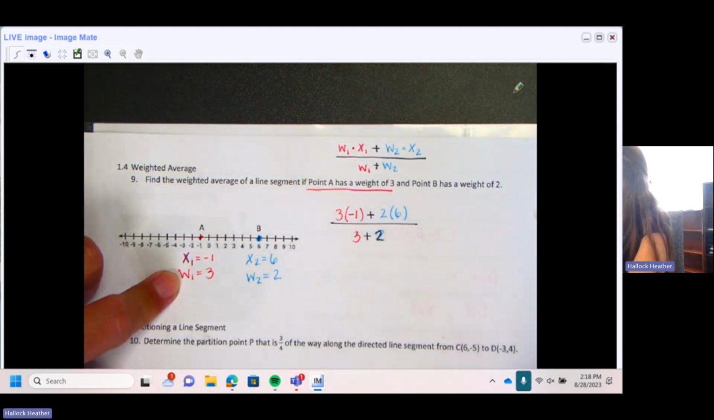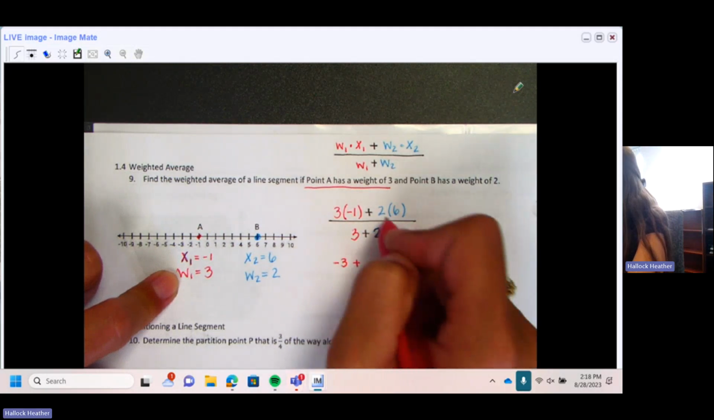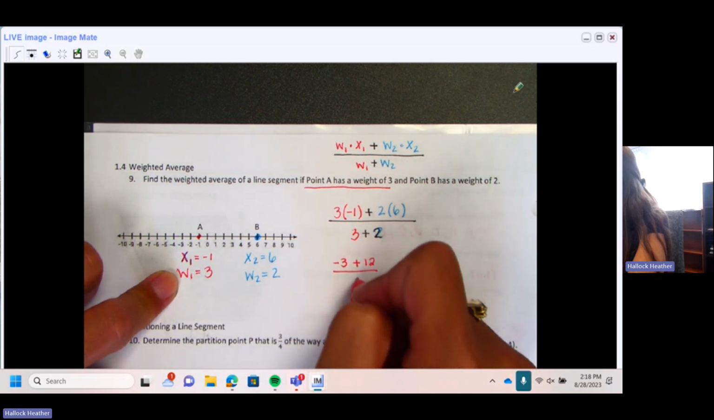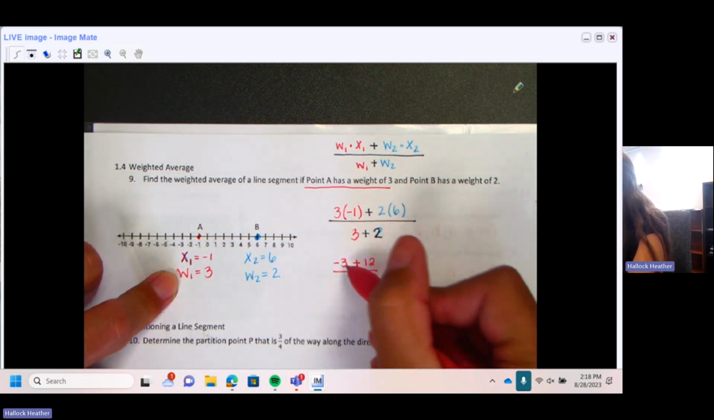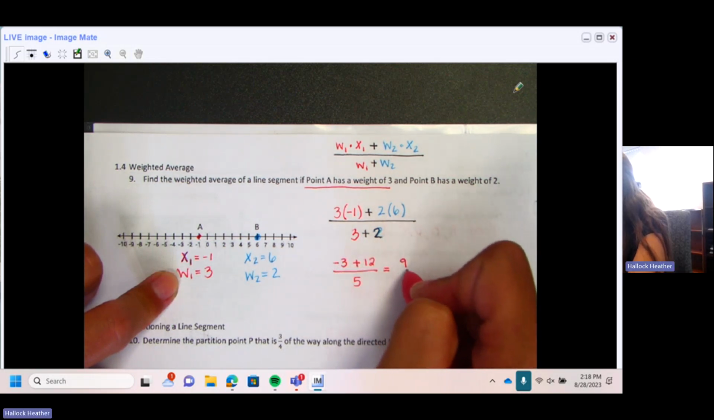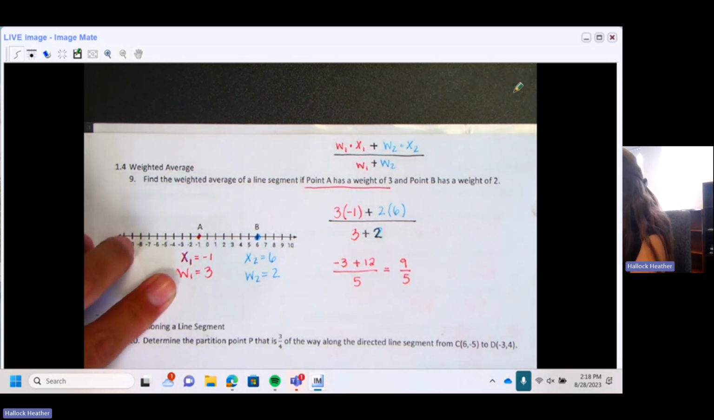Okay, so I simplify. 3 times -1 is -3. I'm adding 2 times 6, which is 12. I'm dividing by 3 plus 2, which is 5. -3 plus 12 is 9. 9 divided by 5 is a decimal. It does not go in evenly.